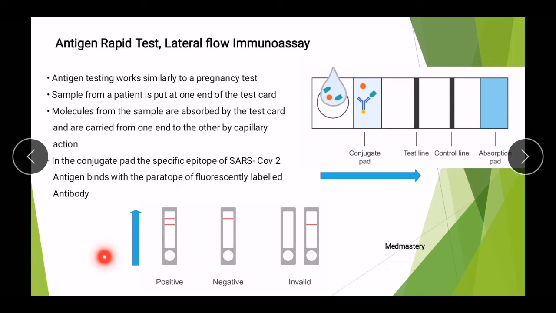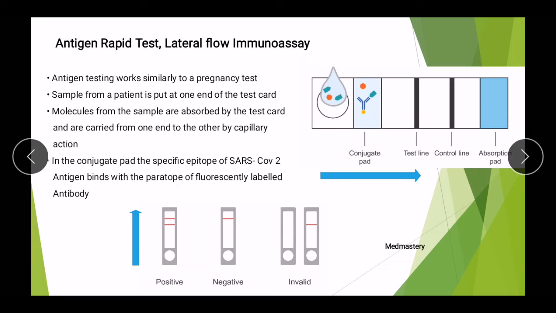So what results can we get? We can get a positive result, a negative result, or an invalid result. In a positive result, now this is the test card. The sample is put over here at this end, and first we have a test line and then a control line. If we get a red band in both the test line as well as the control line, then the individual is detected to be positive, or infected with COVID-19. In case of a negative result, we see a red band only in the control line, hence he or she is not infected with COVID.